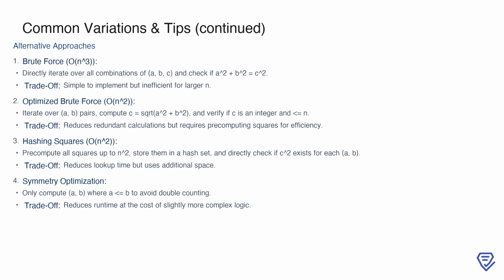Another approach involves hashing. By pre-computing all squares up to n squared and storing them in a hash set, you can directly check if C squared exists for a given pair, A, B. This reduces lookup time but requires additional memory. Lastly, symmetry optimization ensures you only compute pairs where A is less than or equal to B, effectively cutting the runtime in half without missing any valid solutions. Each of these strategies offers trade-offs between simplicity, runtime, and memory usage, so choose the one that best fits the constraints of the problem or interview.